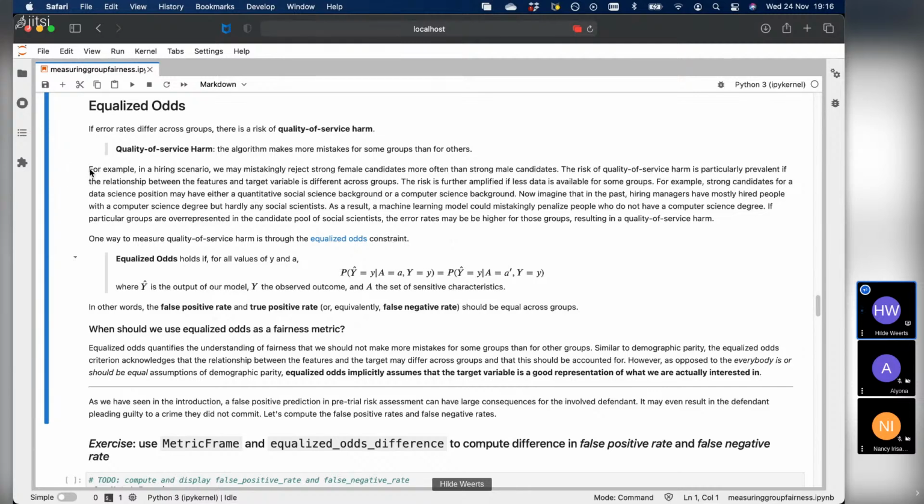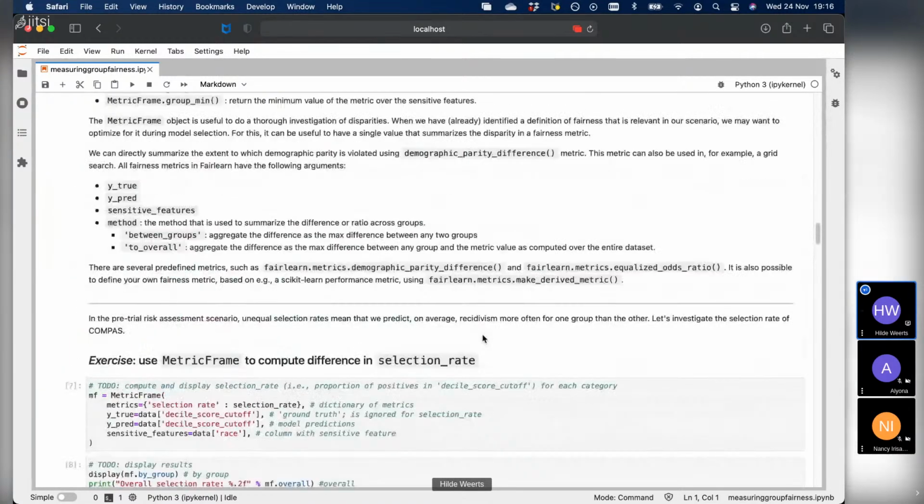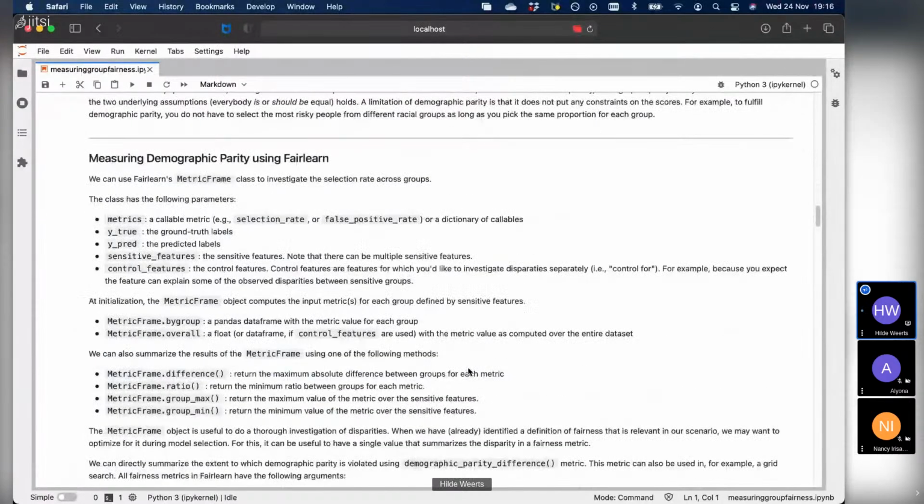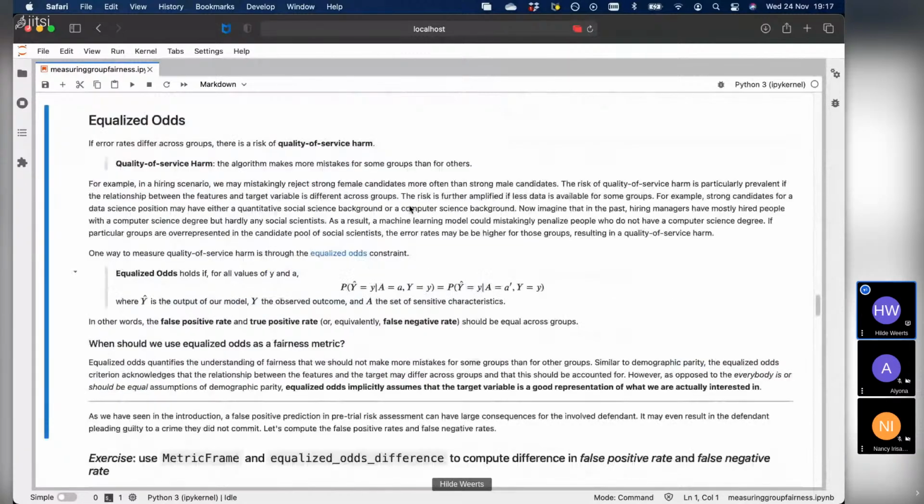So just to give an example of quality of service harm, in a hiring scenario, we might mistakenly reject a strong candidate. So this is, again, under the assumption that we condition on the target variable. You can see that here, like here, it does include y, whereas if we look back at demographic parity, we didn't have this condition on the true ground truth variable. Yeah, so it could be the case that we mistakenly reject strong female candidates more often than strong male candidates.